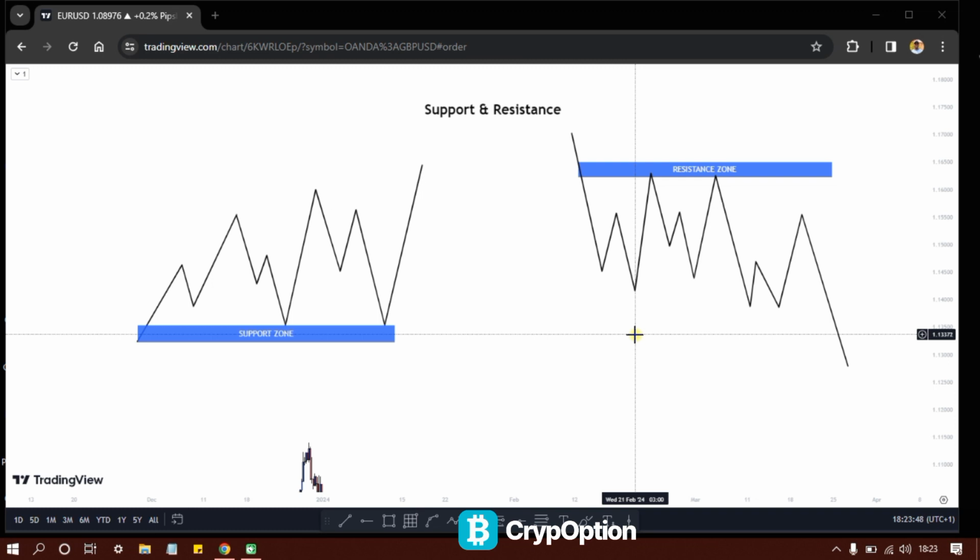In today's episode, I'm going to be introducing you to support and resistance trading: what is support and resistance, how to use support and resistance properly, and how to trade with support and resistance. Support and resistance is a key concept in technical analysis that is used by traders to identify potential levels. It can also be used to look out for potential reversal points.